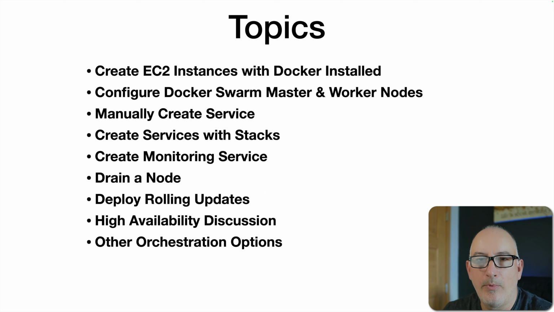And then the last 2 bullet points are more of a discussion. What are some things we need to consider if we want to deploy a high availability Docker Swarm cluster? And we'll talk about those. And then finally, we'll wrap it up with a quick discussion about other orchestration options, which we'll cover in future videos. So with that said, let's get to that first bullet point and let's create our EC2 instances.